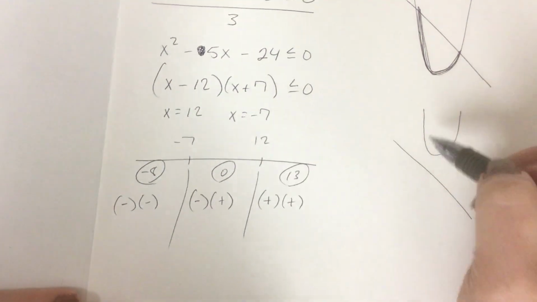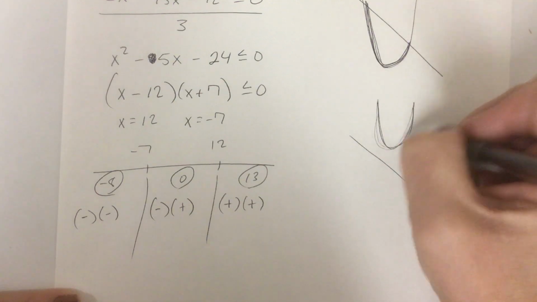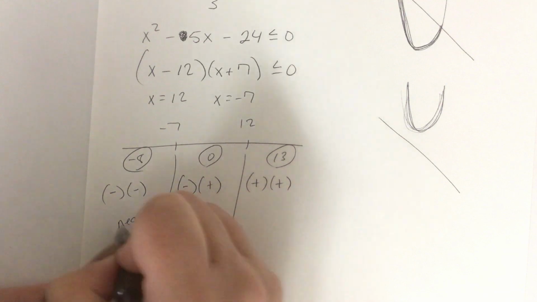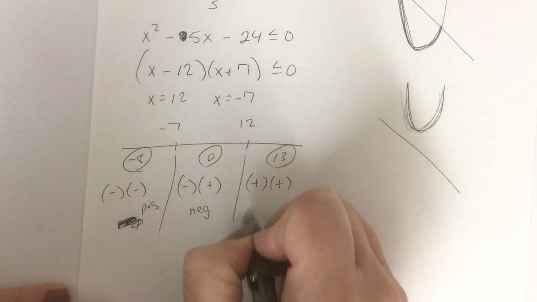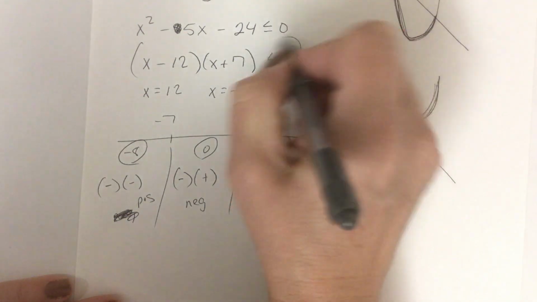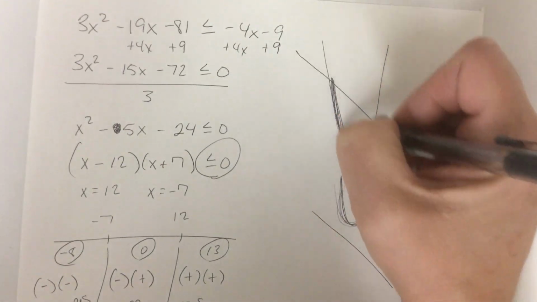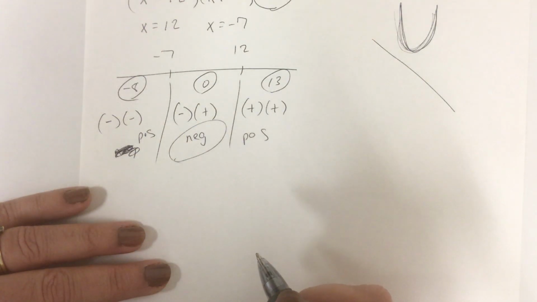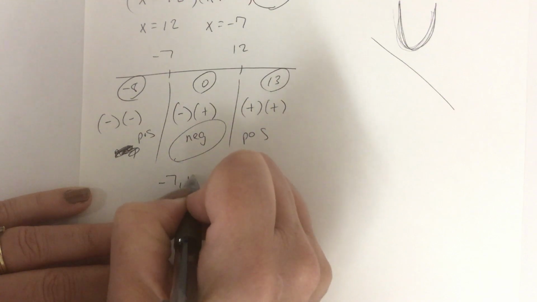So again, because all of these examples have been parabolas that are not negative, because they're shaped like this, it goes negative, whoops, that's a positive. Two negatives make a positive, and then a negative, and then a positive. So we are looking for where it's less than or equal to 0. Remember, we're looking for the section where the parabola was under the line. So the negative section is what we're looking for. And so that is from negative 7 to 12.